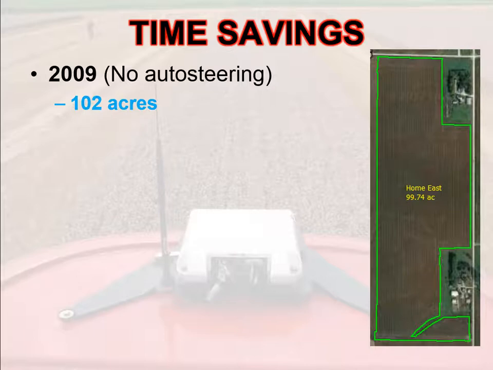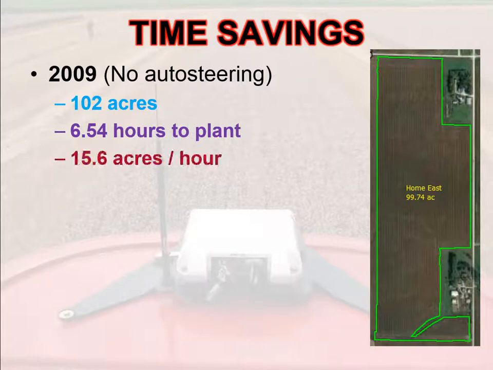We actually added a little bit more to the left-hand side of what you see there in the boundary. So it was 102 acres. And in 2009, we didn't have any auto steering. Went back and looked at the data. We were still logging it with a GPS. And it took a little over 6.5 hours to plant that field. So do the math. Basically, we can plant at 15.6 acres an hour. So that's what it took to plant that field.